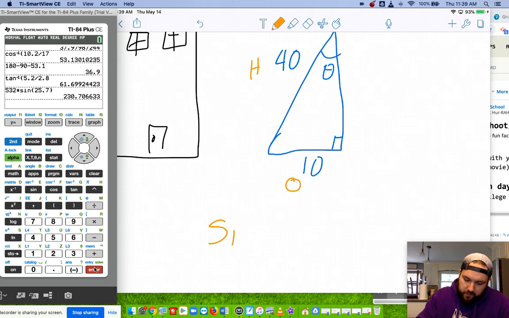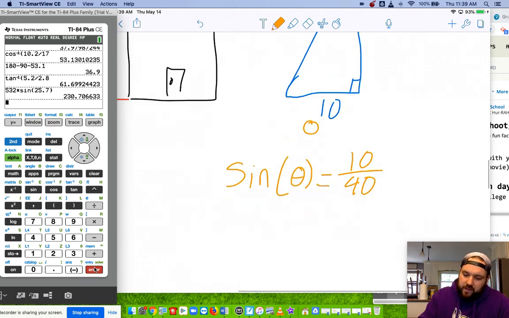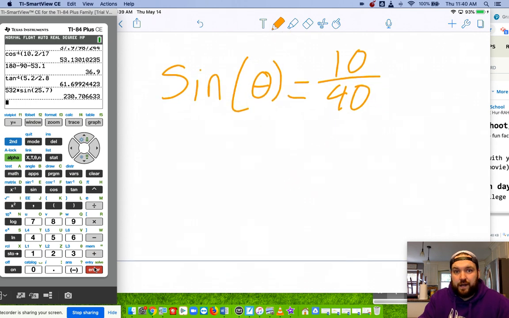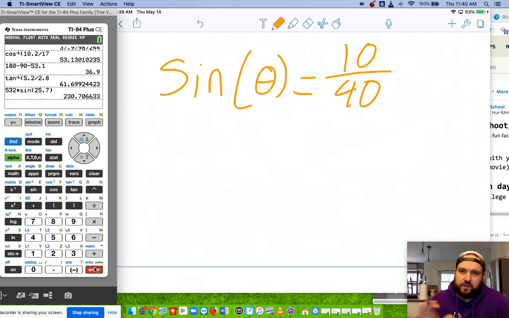What's different here, though, is sine of the angle, now the angle's unknown, is equal to opposite over hypotenuse. And I know that I can simplify 10 over 40 to 1 over 4 or 0.25. But I'm just going to leave it as a fraction. There's no reason to try and simplify and maybe make a silly mistake.